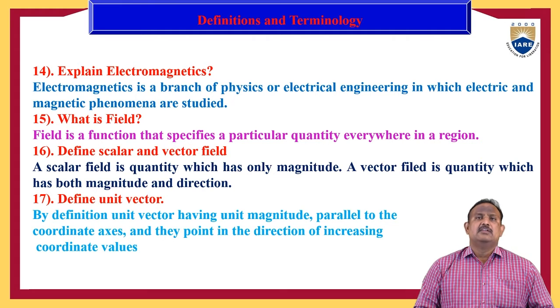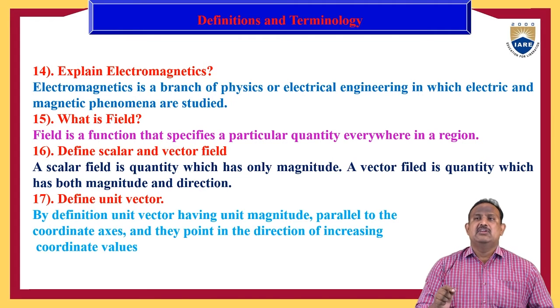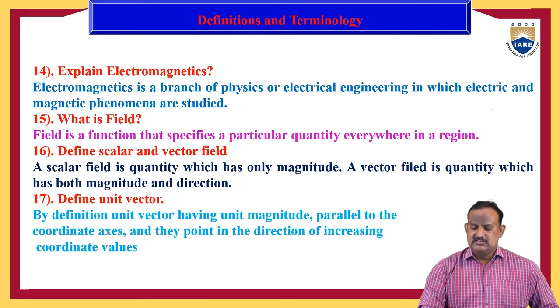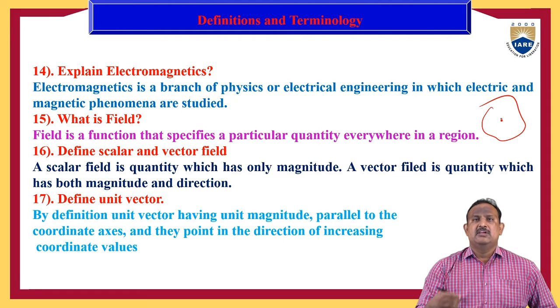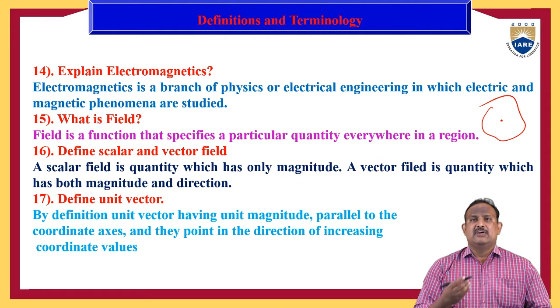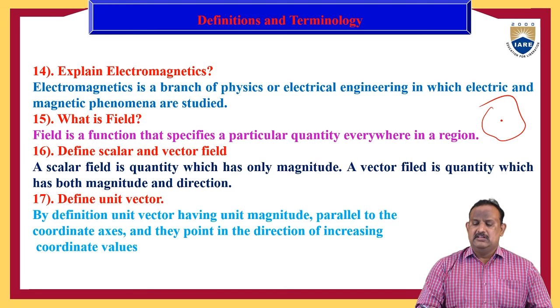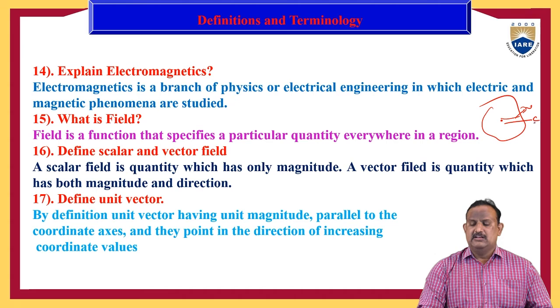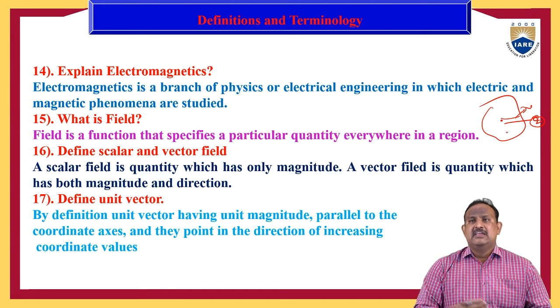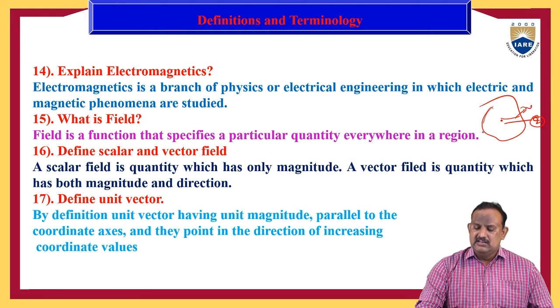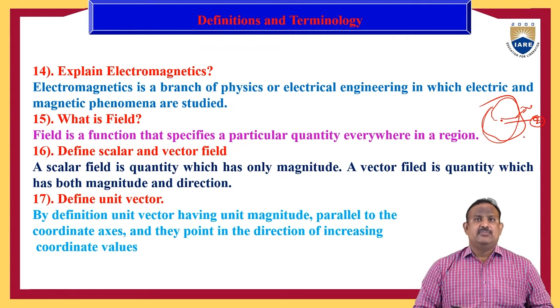So what is a field? A field is a function that specifies a particular quantity everywhere in a region. So let us assume a region, and a function. A field is a function that specifies a particular quantity. It may be a voltage or it may be a current. It specifies a particular quantity everywhere in the region. Throughout the region, it should specify the voltage or current. That is known as a field.